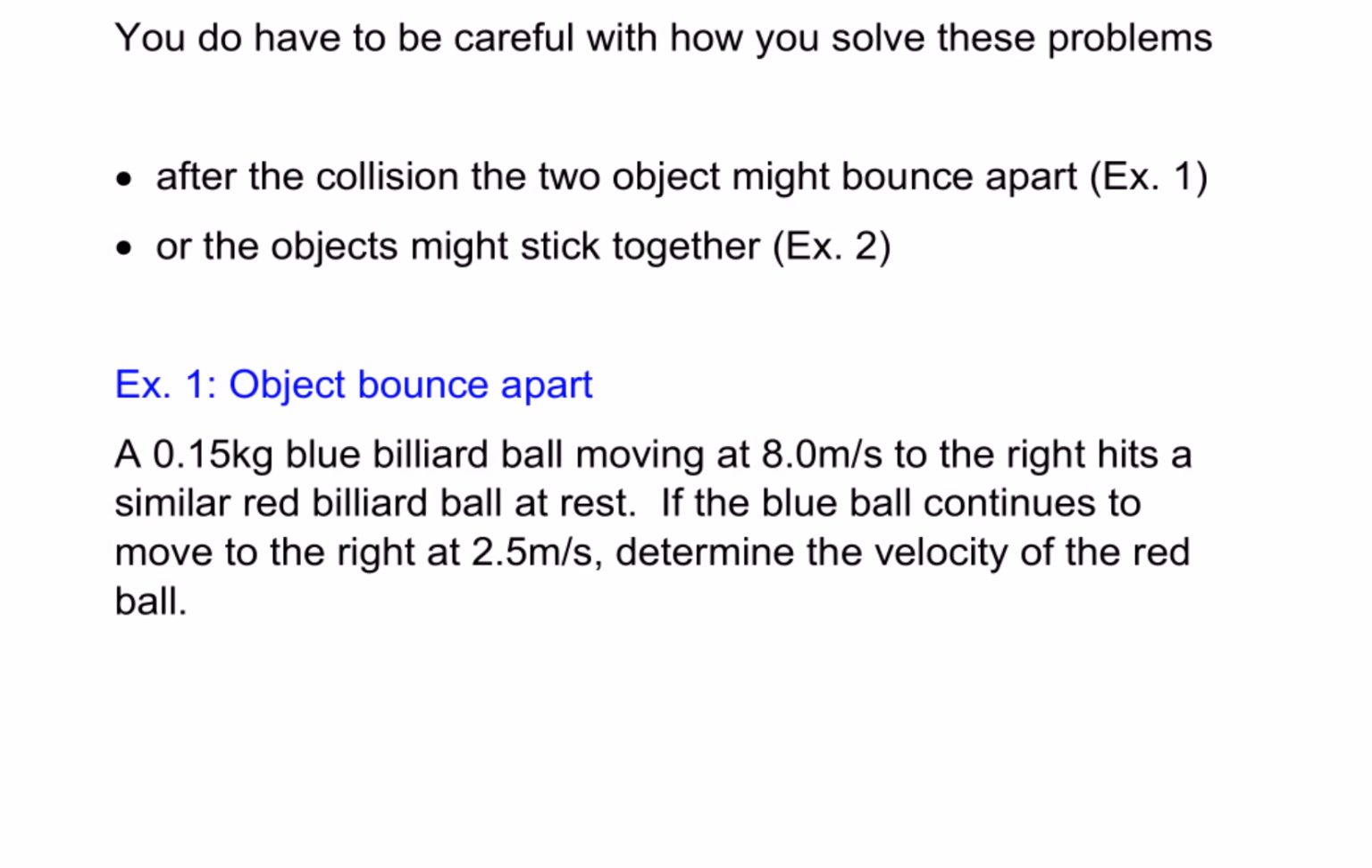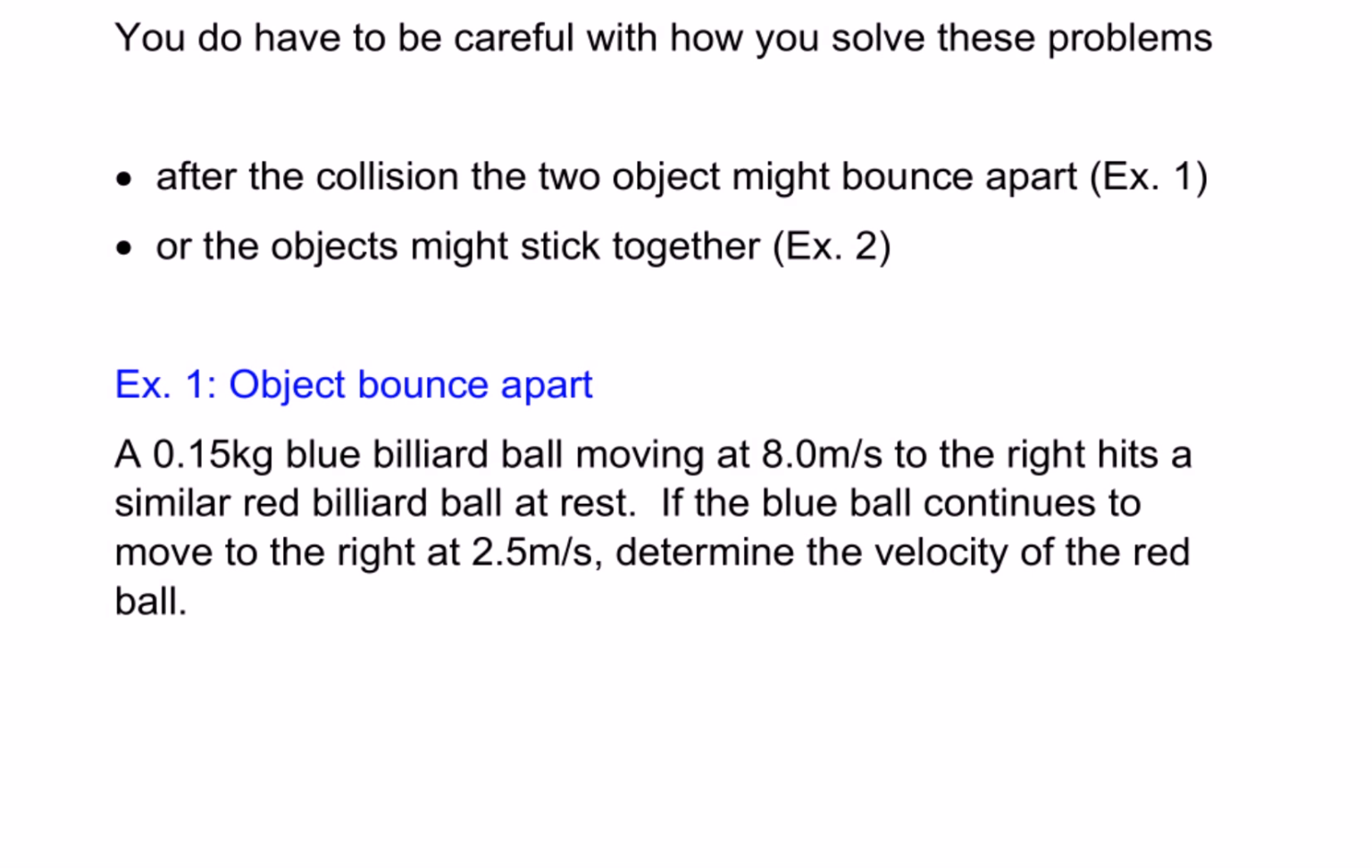So let's do a couple examples. The first example is where we're going to get two objects that strike and bounce apart. And then the second example is where two objects strike but stick together. Both are similar, but you have to be a little bit careful when you're solving them. This first one, we've got two pool balls. We've got a billiard ball moving to the right. It hits another one that's stopped, and the question is, what's the velocity of the red ball afterwards?